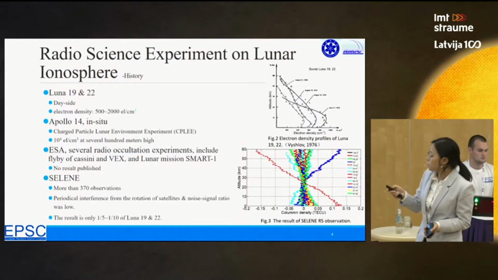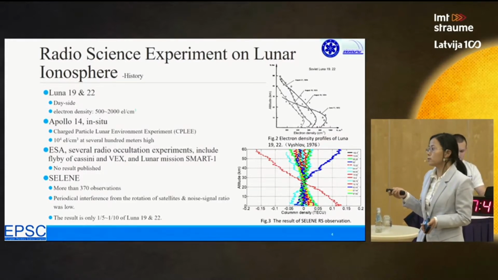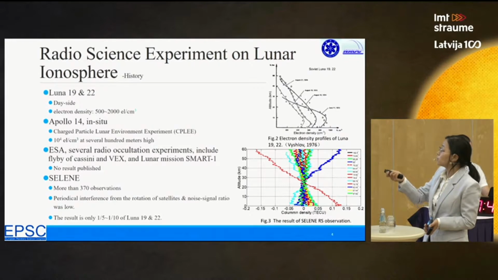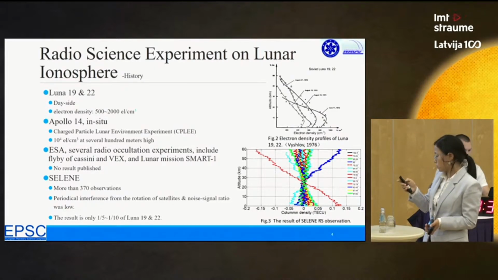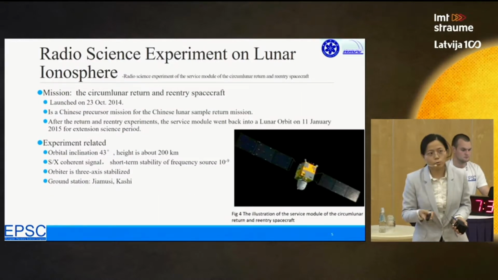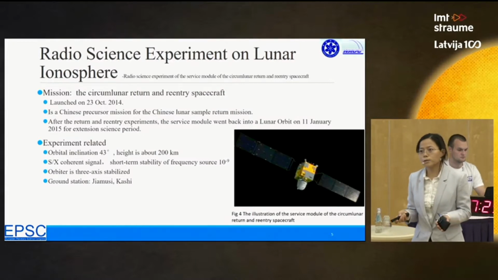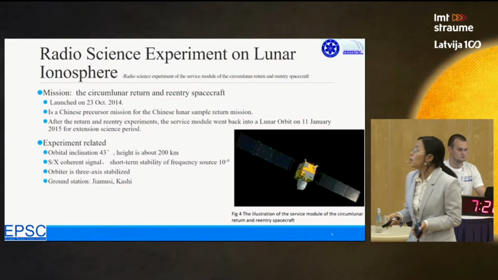Oh, sorry. There is also one in situ measurement that was done like 40 years ago by Apollo 14, and there is a payload named Charged Particle Lunar Environment Experiment, and the result is like 10,000 at several hundred meters high. So we can see the results between different missions are very different. People always doubt whether the lunar ionosphere exists or not.